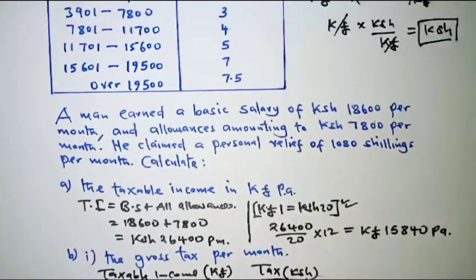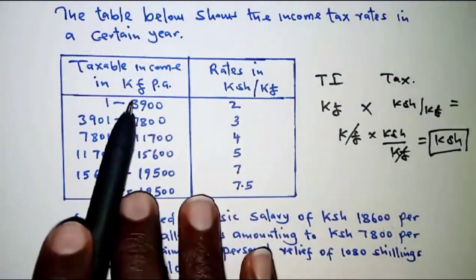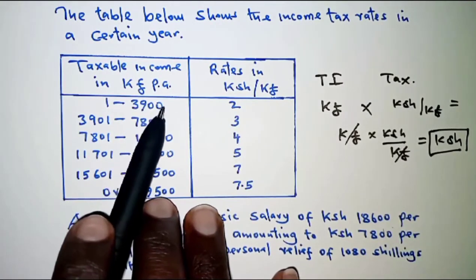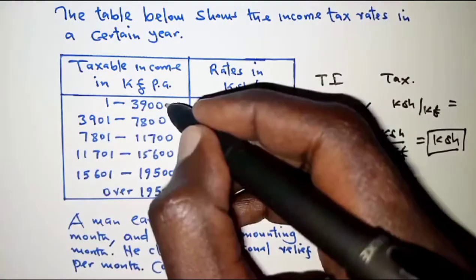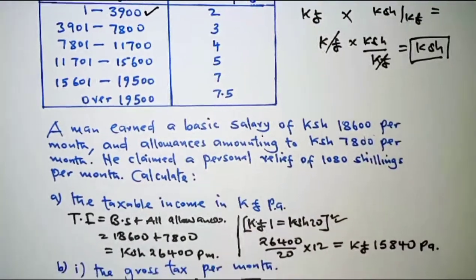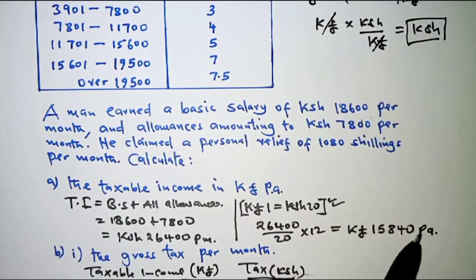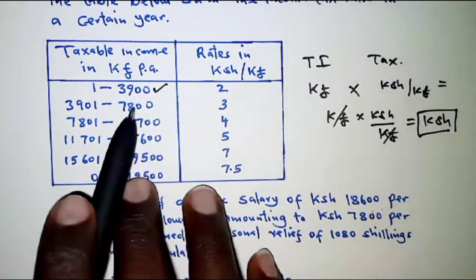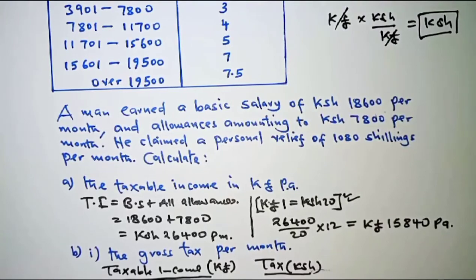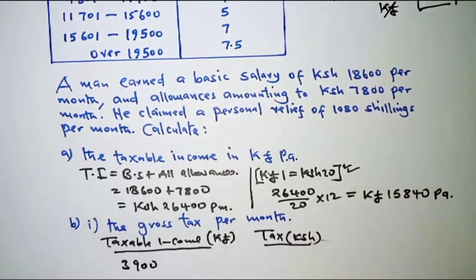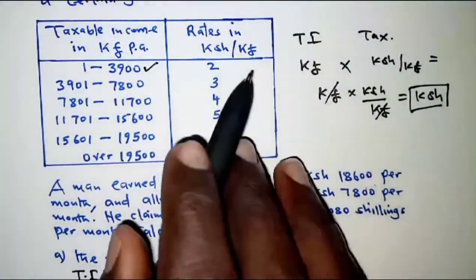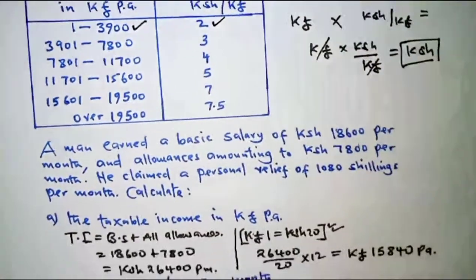So using it, we are going to look at the first band in the table. So in the first band, we have values ranging between 1 and 3,900 Kenyan pounds. So the upper boundary, you realize, is still less than 15,840. So that means we'll do our calculations by that value. Have 3,900 times the rate there, and the rate there is 2. So we multiply by 2.